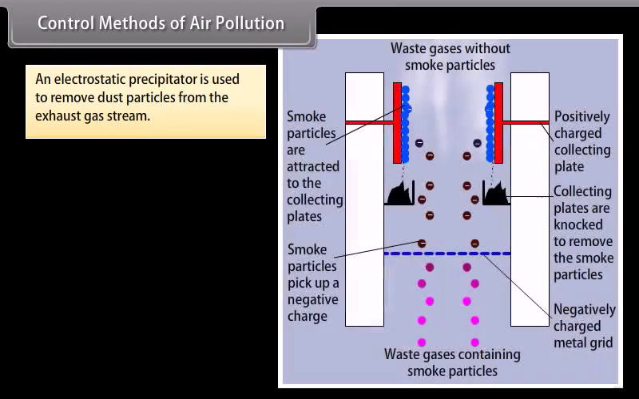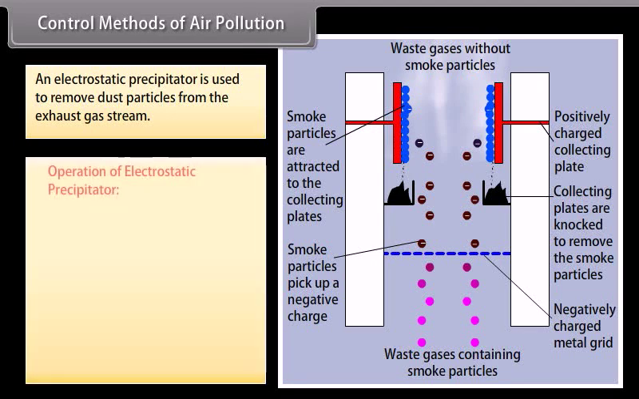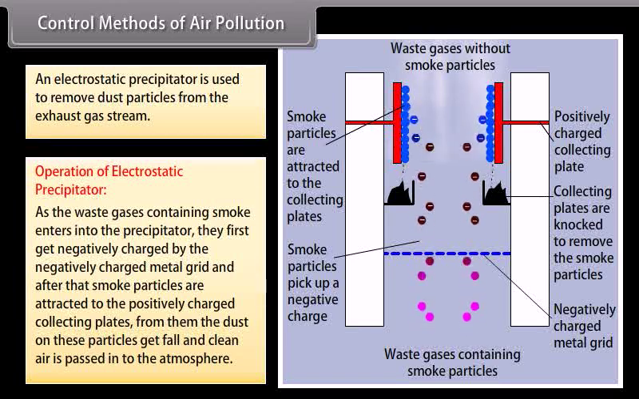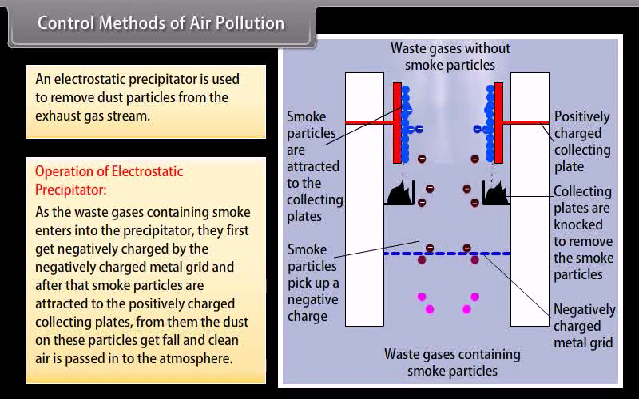Control methods of air pollution. An electrostatic precipitator is used to remove dust particles from the exhaust gas stream. Operation of electrostatic precipitator. As the waste gases containing smoke enter the precipitator, they first get negatively charged by the negatively charged metal grid, and after that, smoke particles are attracted to the positively charged collecting plates. The dust on these particles falls off, and clean air is passed into the atmosphere.